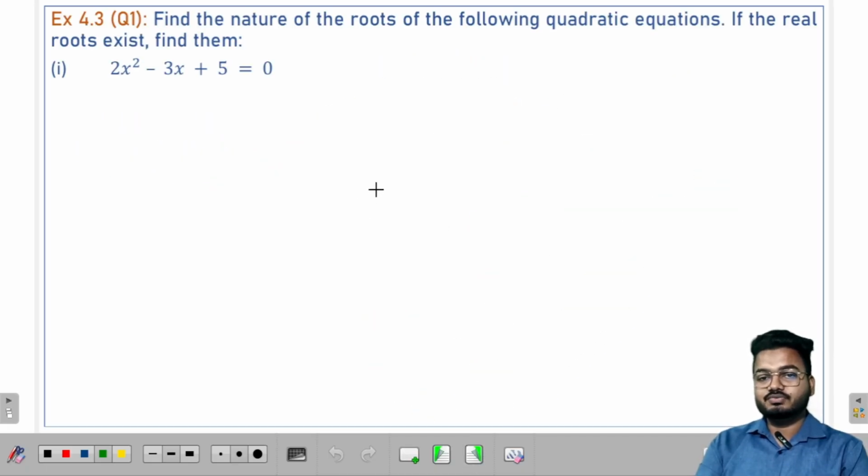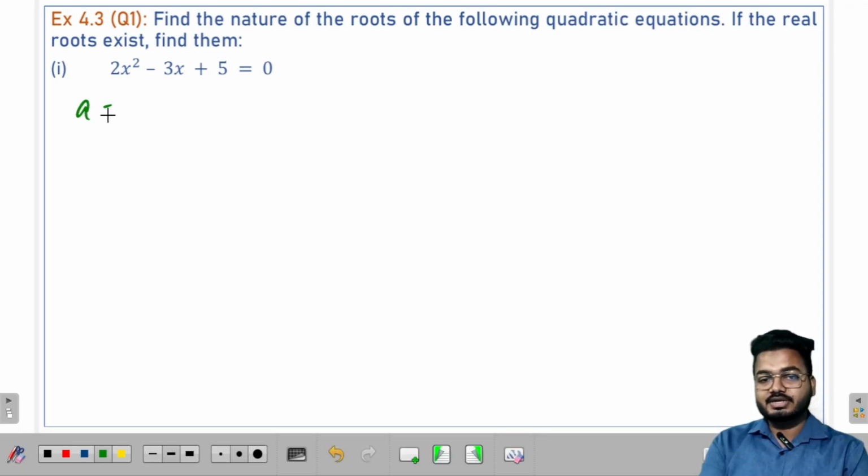Now start with the exercise question. The first question we have: find the nature of roots of the following quadratic equations. If the real roots exist, find them. So first of all I have to find the nature of roots, and if they are real then I have to find them. Real means that the value of d is 0 or greater than 0, so we have to find the roots. And if the value of d is negative, obviously the roots will be not real, so in that case we cannot find the values of the roots.